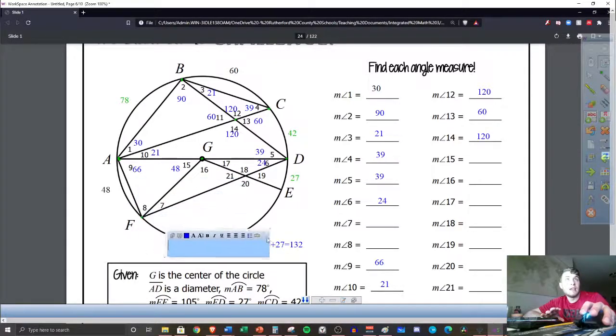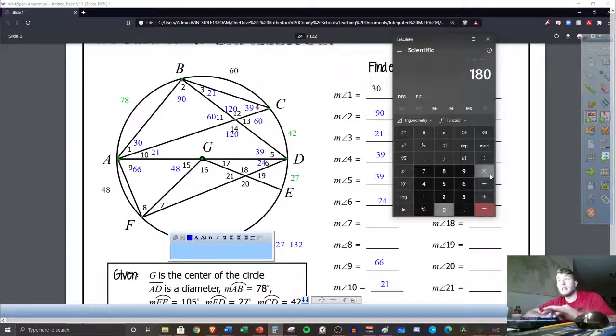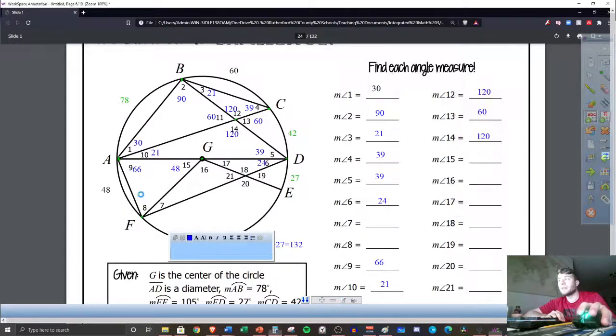Angle 8. If I know that this is 66, this is 48, this is making a triangle, triangle AGF. If it's 180 degrees, I could do this. 180, take away 66, take away 48. It has to be 66, okay?